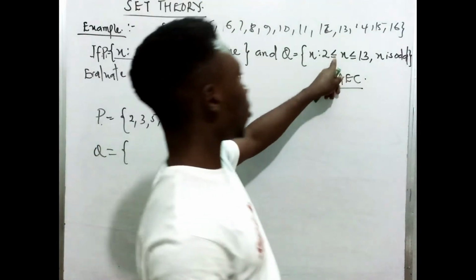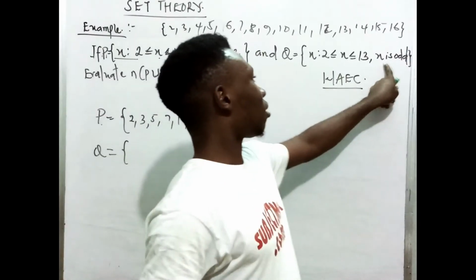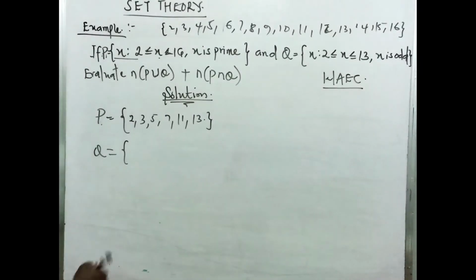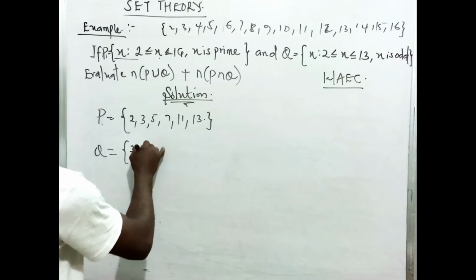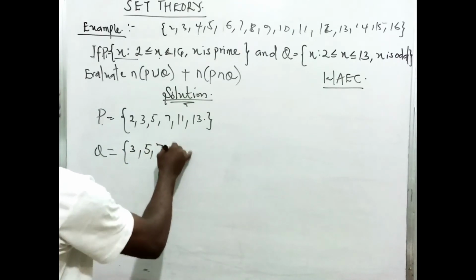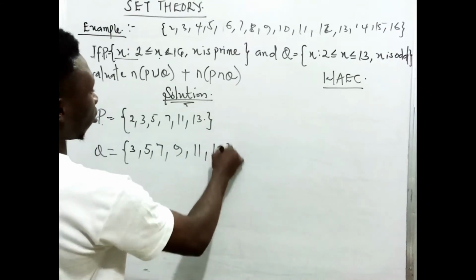2 is less than or equal to S is less than or equal to 13, where S is odd numbers. So what are the odd numbers between 2 and 13? They are 3, 5, 7, 9, 11, and 13.